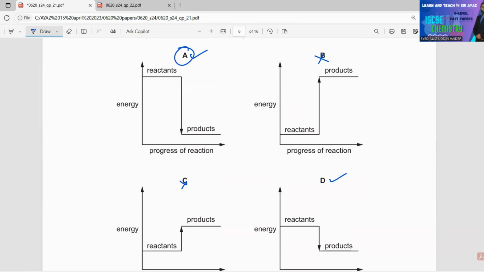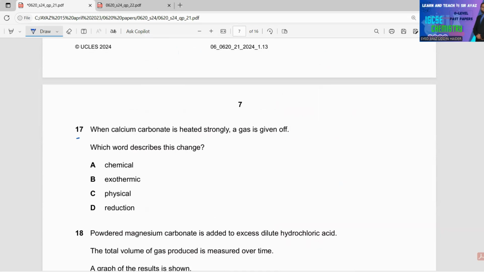Moving to next question. 17. When calcium carbonate is heated strongly, a gas is given off. Which word describes this change? A, chemical, B, exothermic, C, physical, D, reduction. So calcium carbonate is CaCO3. If you heat it, we get calcium oxide and carbon dioxide gas. Carbon dioxide is the gas which is given off. It's a chemical change. So automatically choice A must be the right answer in this case.